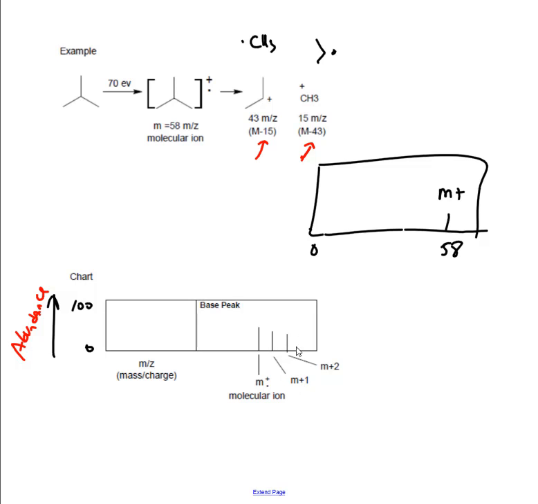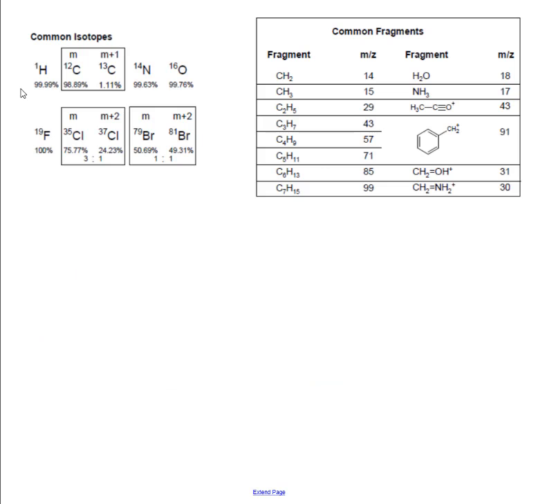M plus 2 is another 1 over from there. So you can have an M and an M plus 2, or you can have an M and an M plus 1. So these are all based on isotopes that we'll talk about. And remember that this is an m/z, mass to charge scale. And because charge is 1 plus, it's always going to be just mass that we care about. Okay, so now let's continue with the common isotopes and common fragments.